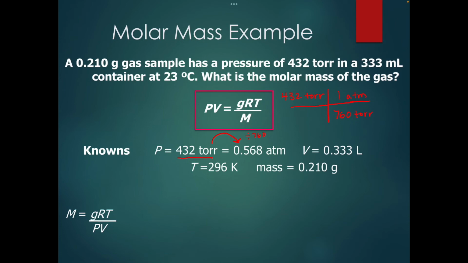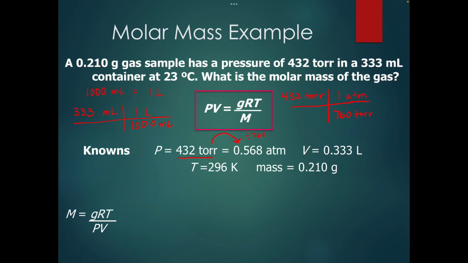We need to then convert our milliliters to liters. Remember, there are 1,000 milliliters in 1 liter. So if we have 333 milliliters, we can use that conversion factor to convert milliliters into liters by dividing by 1,000. So that's how we got our volume in liters there. Then we have our temperature, right? Again, to convert our temperature, we added 273. So that's how we got 296 Kelvin. And then our mass, we don't need to do anything to. We can just leave that in grams.